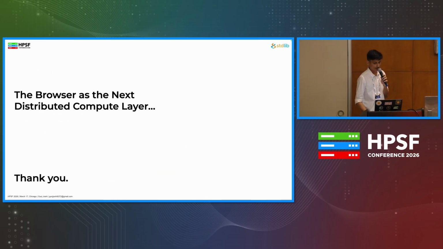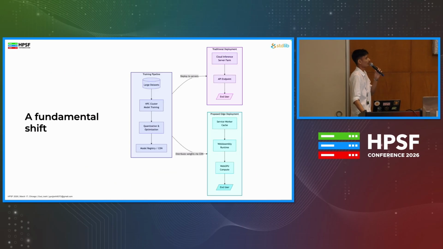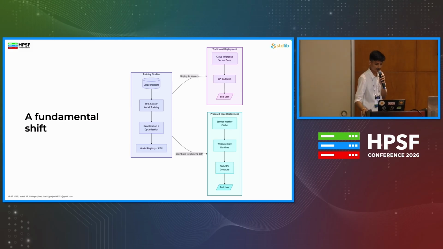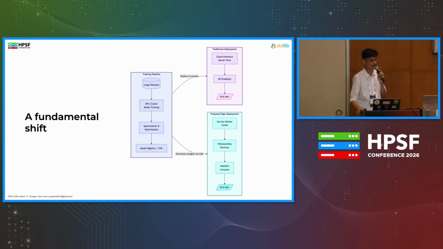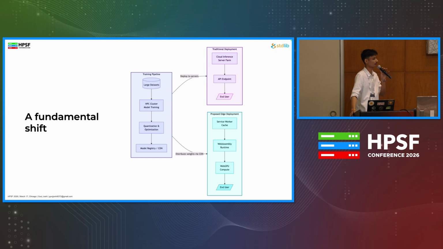Now, before finishing up, I just want to give one more example of one fundamental shift that can happen. If we want to run an AI model, the training pipeline remains the same. We train our models on our servers, on our GPU clusters, exactly the same. What changes is how we deploy it.